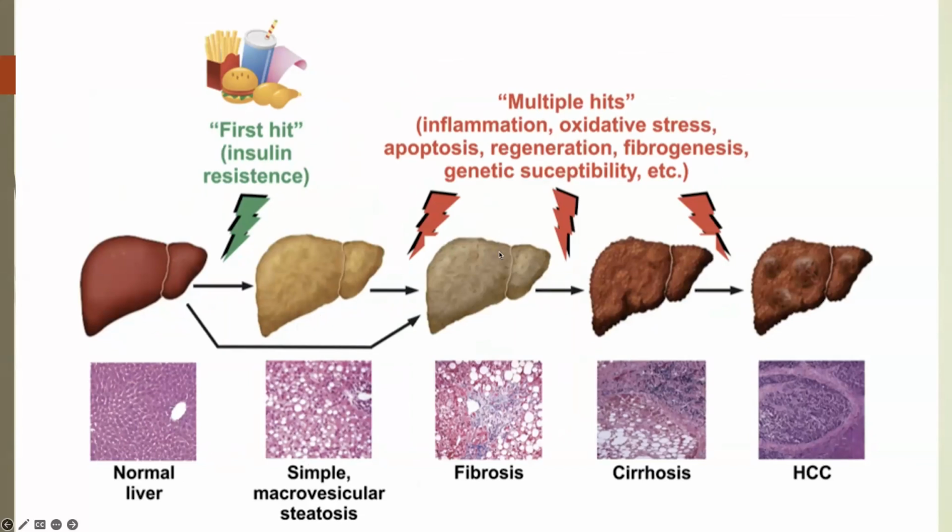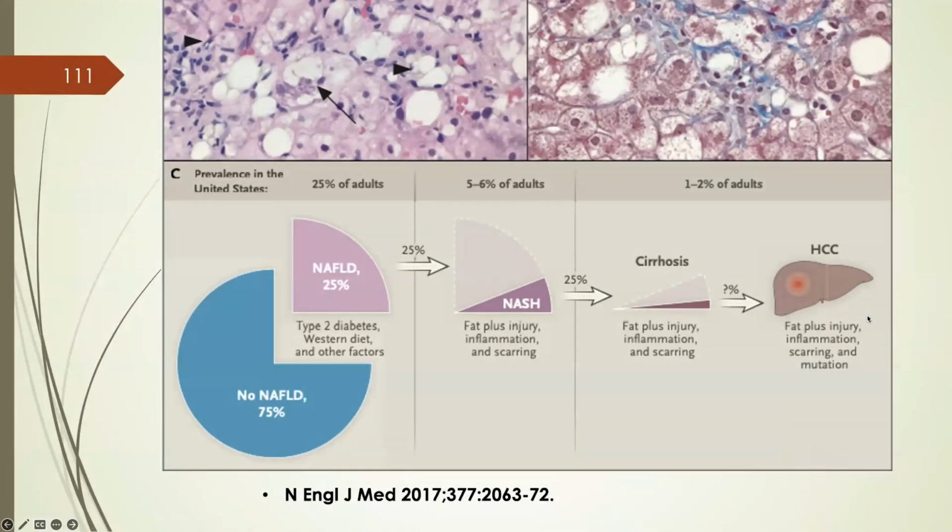But as multiple hits come in, in the form of either oxidative stress, lack of apoptosis, lack of autophagy, failure of regeneration, or stimulation of the fibrogenic agents, there is a progressive deterioration of the phenotype from simple fatty liver disease to fibrosis to cirrhosis and hepatocellular carcinoma. And that is precisely the reason, because so many mechanisms are involved in development of fatty liver disease, that 75% of patients have fatty liver disease. Only 1 to 2% of adults will have cirrhosis of the liver, because there are so many other mechanisms which could be protective at various levels.